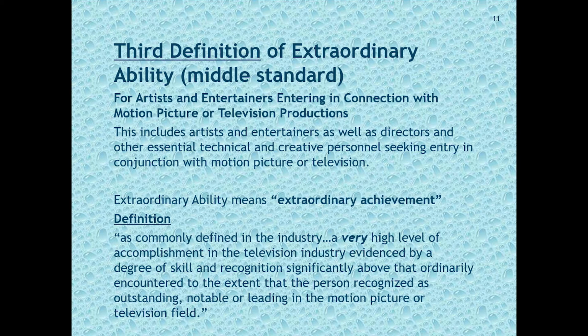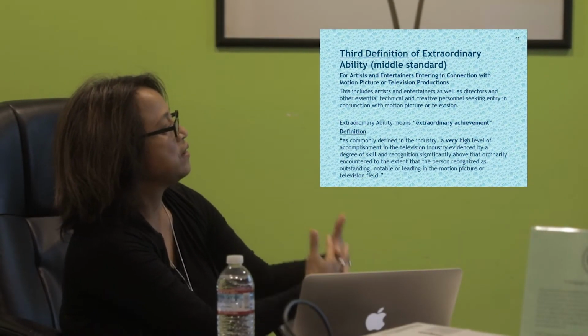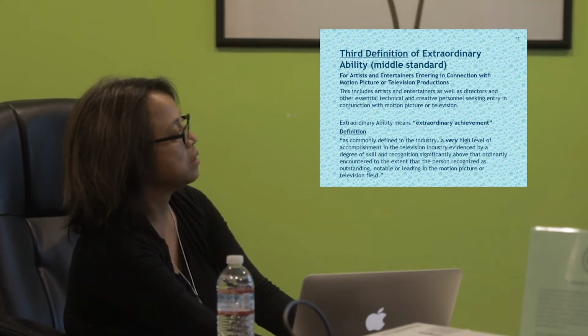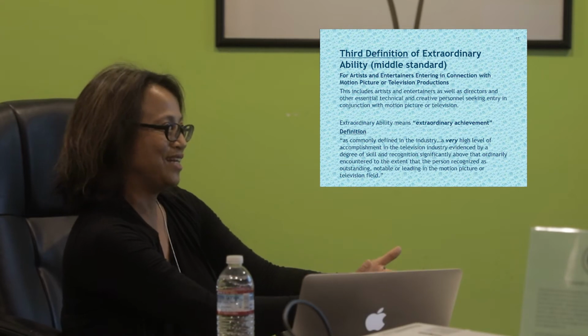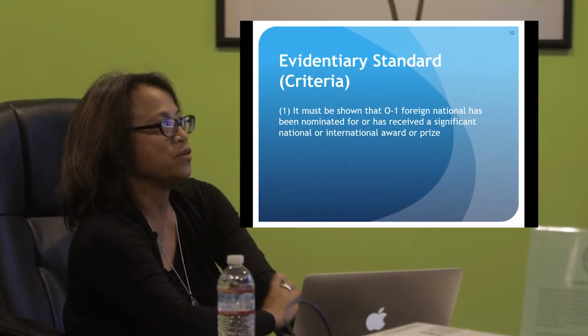So you have the highest standard applying to scientists and athletes, okay, you have to be that small percentage. You have this lesser standard saying that you just have to have sort of a high level, and then the mid standard applies to film and television. So it's anyone working within film and television. And what they look at is extraordinary achievement. That's what that extraordinary ability means. And it's a very high level, not just a high level, but a very high level of accomplishment in regards to the person's field.